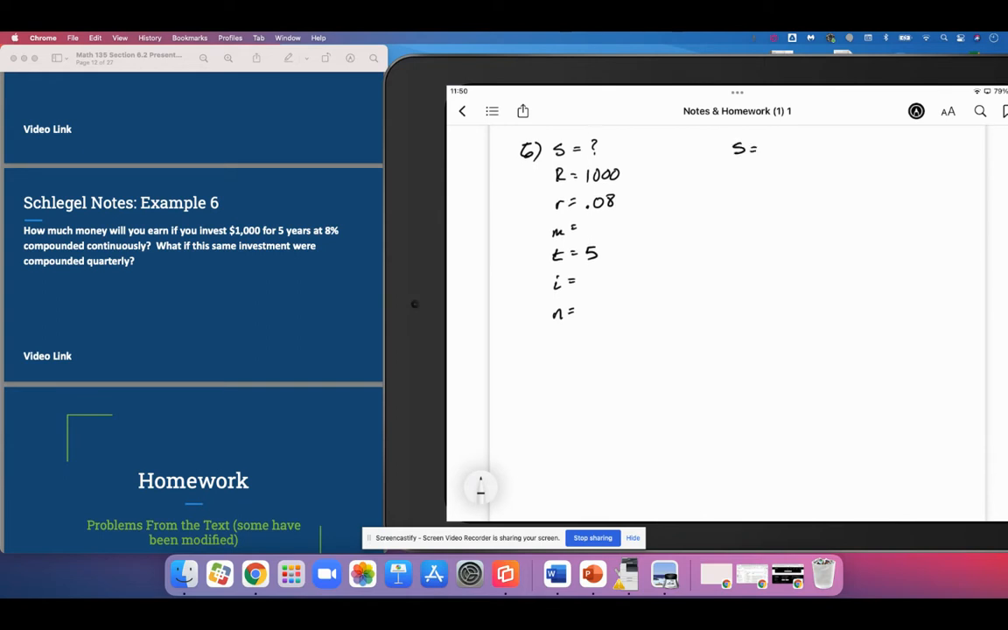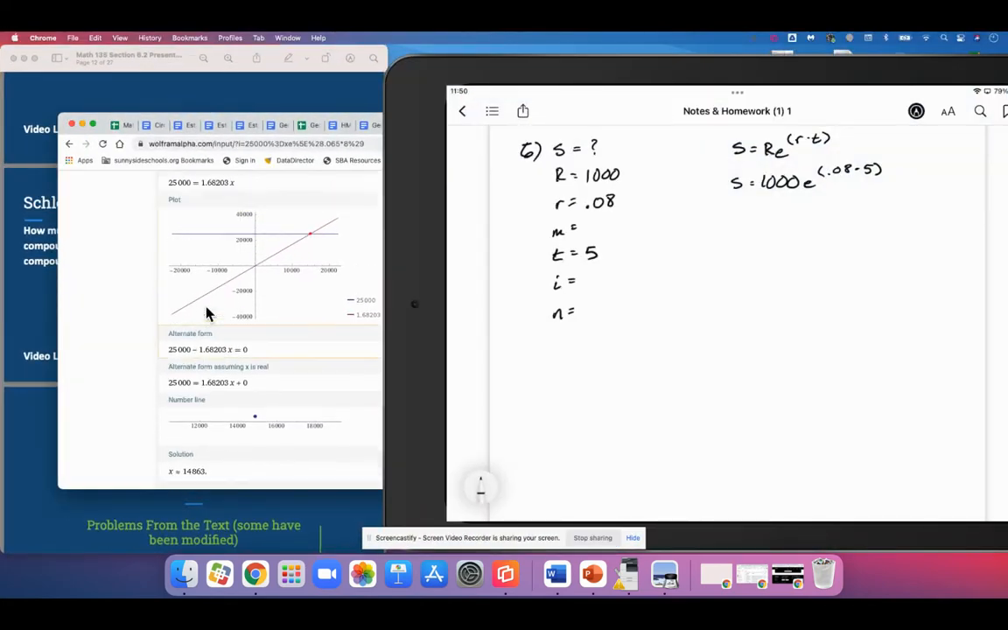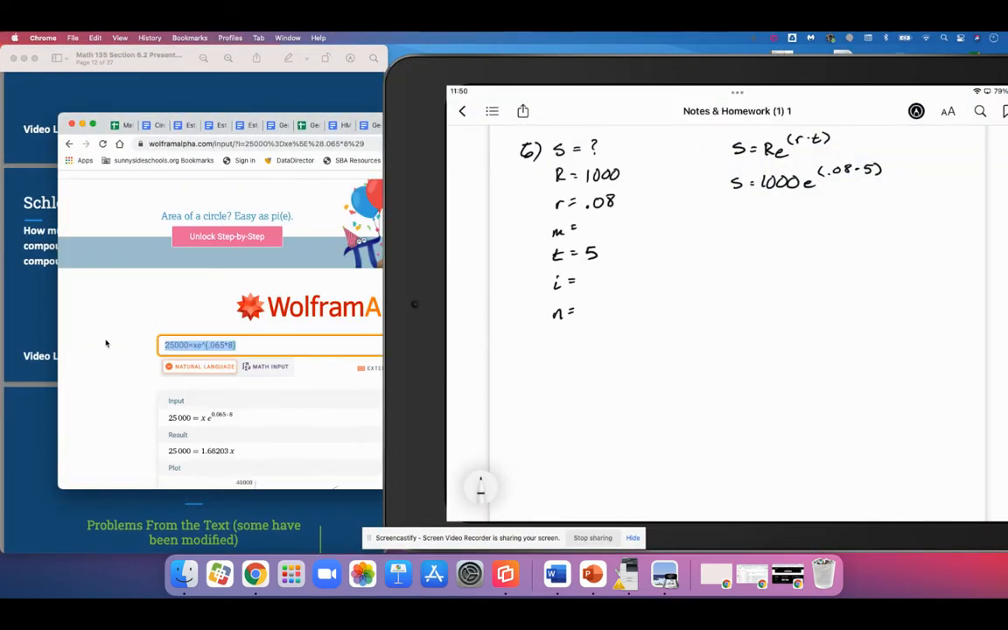And so the continuous compounding formula is S equals P e to the power of R times T. So S, which we don't know, equals 1,000 e to the power of R, which is 0.08, times T, which is 5. We're going to find out how much $1,000 will turn into in this investment over a period of 5 years through continuous compounding.